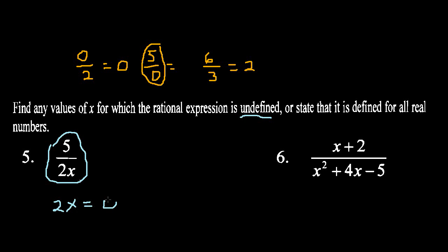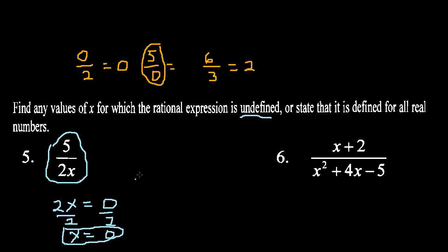And so what value of x would make that 0? Well, you could divide both sides by 2, and you'll have x equals, and as we talked about up here, 0 divided by 2, that's equal to 0. So we have x equals 0. And so if x equals 0, then this rational expression is undefined. And let's just check. 2 times 0 is 0. 5 divided by 0, we already said is undefined. So sure enough, x equals 0.